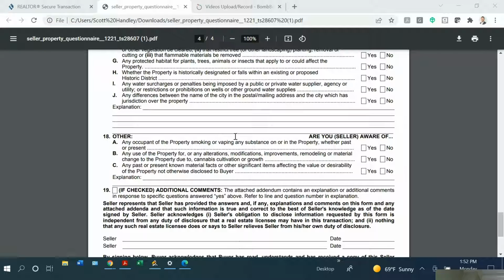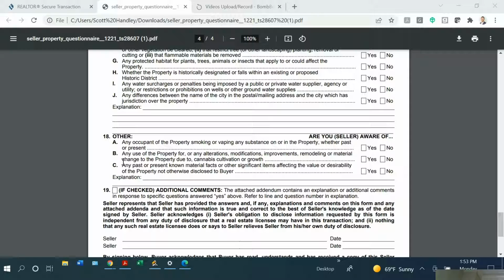Number 18A, any occupant of the property smoking or vaping any substances on or in the property, whether past or present. If you know they're a heavy cigarette smoker and you see ashtrays out there and the walls and the carpet smell like smoke, you make sure that your seller is checking yes on this. And just a quick explanation, cigarette smoke. That's all you need to put.